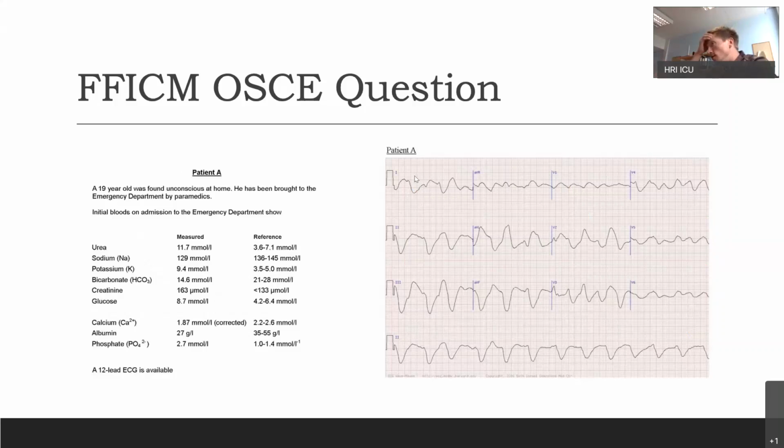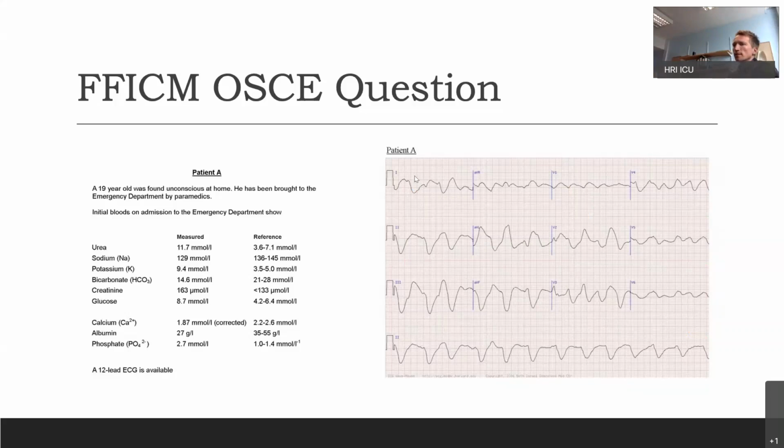Right, so we're going to move into an OSCE question now, just to break things up. And again, if you could just answer in the question and answer box here, have a look at this information in front of you here. See what you think. So a 19-year-old is found unconscious at home. He's been brought to the emergency department by paramedics. This is a real college OSCE station.